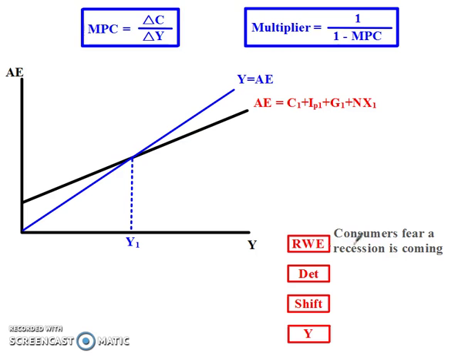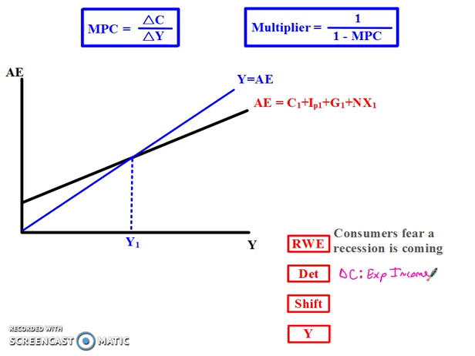And my real-world event is consumers fear a recession is coming. If consumers fear a recession is coming, then my determinant is going to be a change in consumption expected income. So here's the key to this. Income did not change yet. There was no change in consumer income. What changed is their expected income.